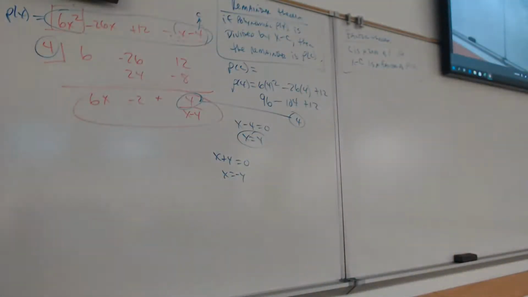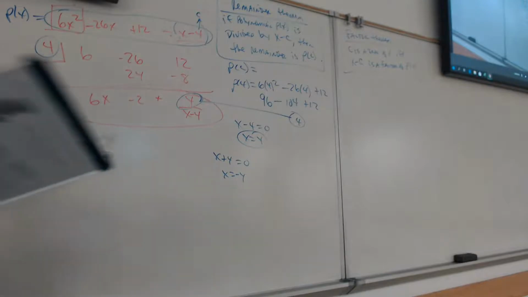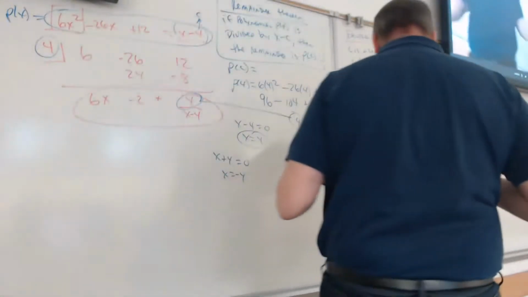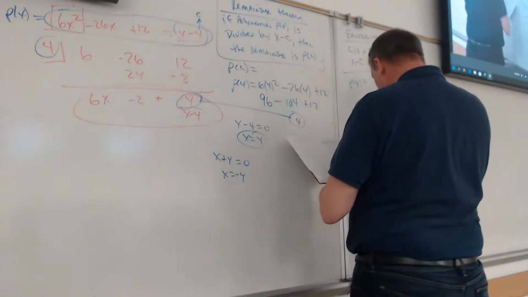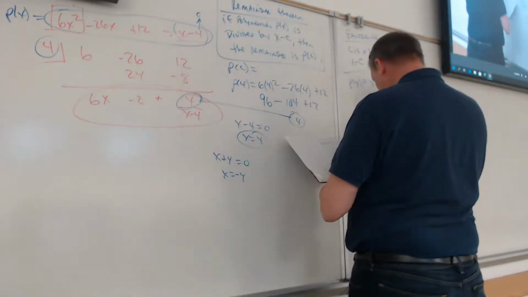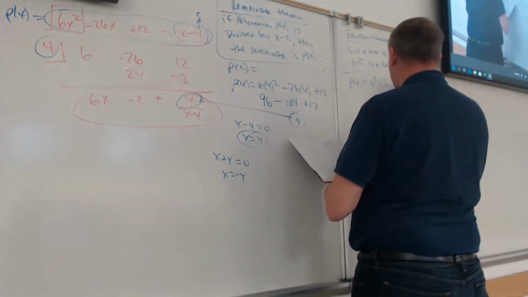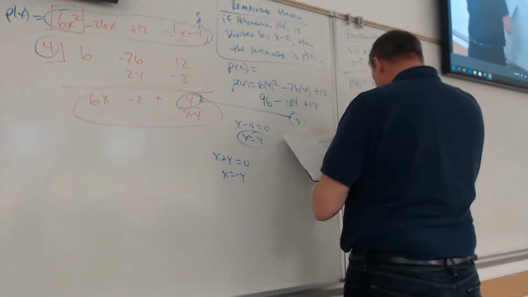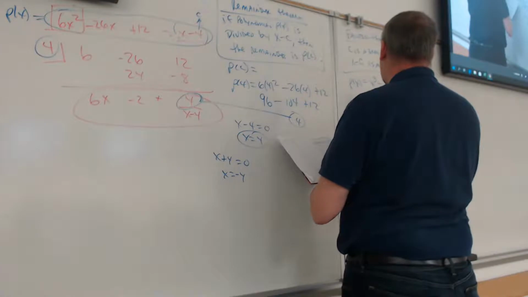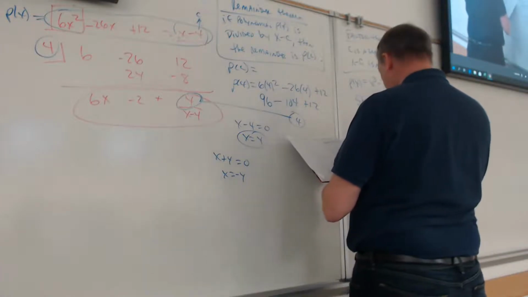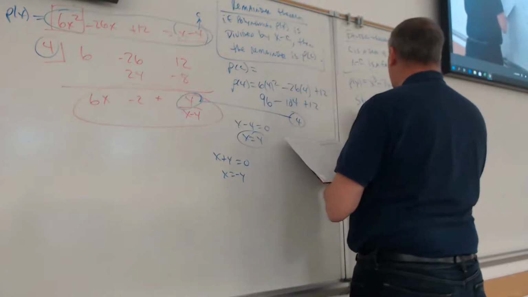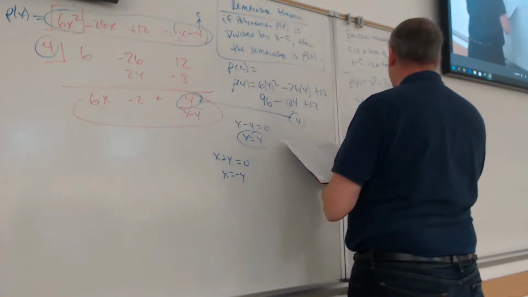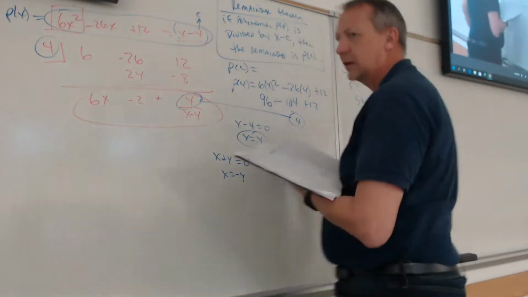Okay? Let's do a quick example here. Let's say that P of x equals x cubed minus 7x plus 6. And I want you to show P of 1 equals 0 and use it to factor P of x. Okay?